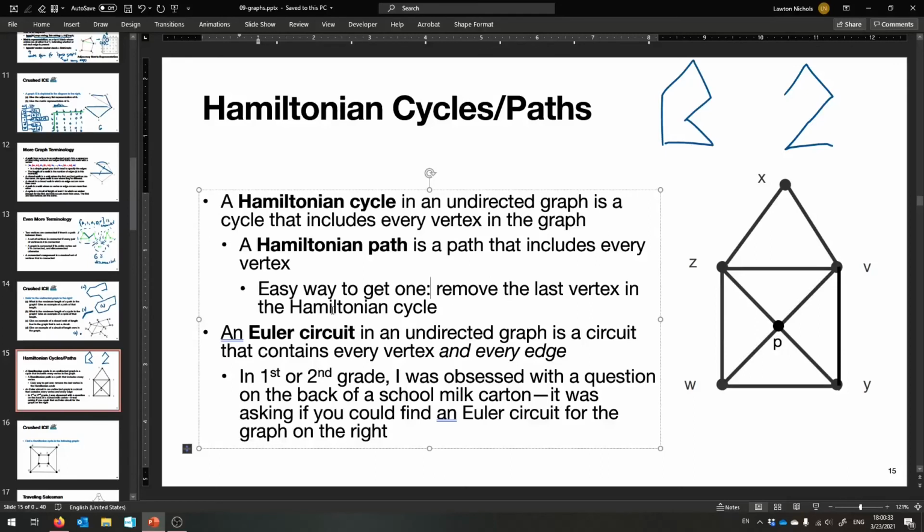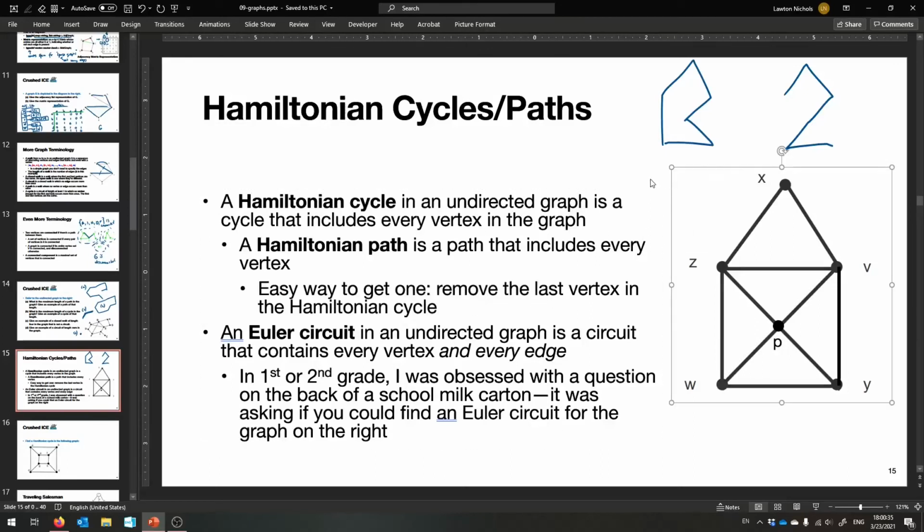Okay, so if you find a Hamiltonian cycle first, it's very easy to find a Hamiltonian path as well. You can just take out one of the vertices. But it doesn't have to look like that. It doesn't have to end in a cycle. Okay, so that's Hamiltonian stuff. Now let's talk about Euler stuff.